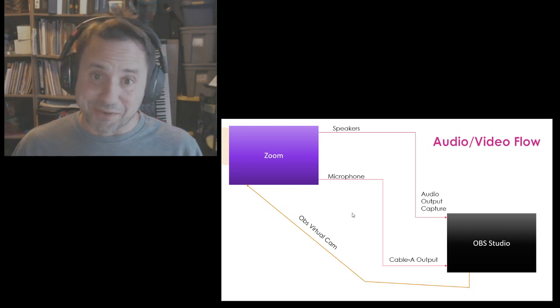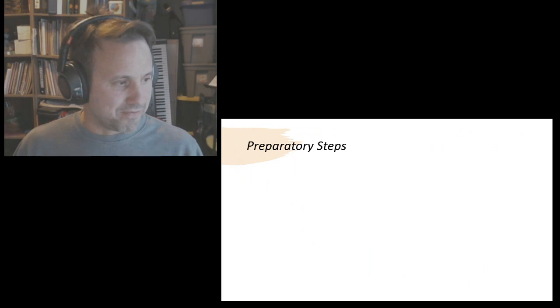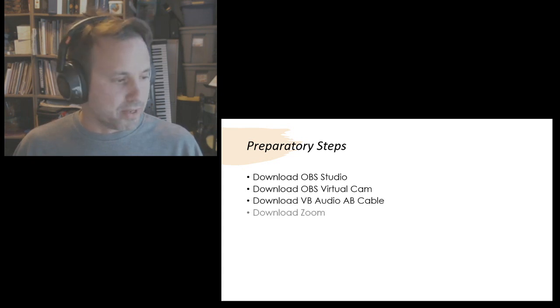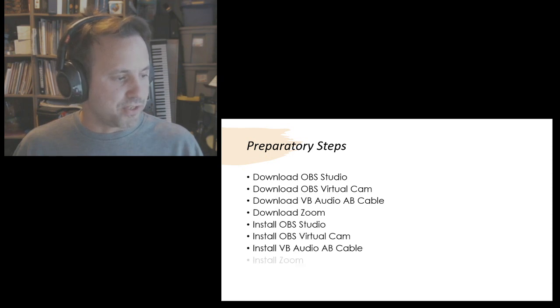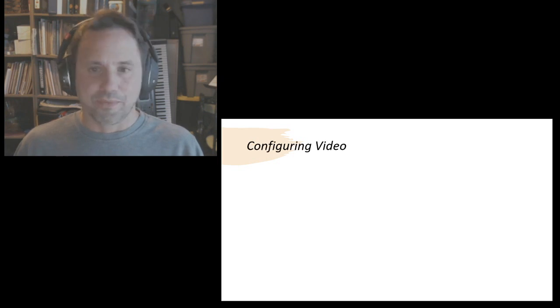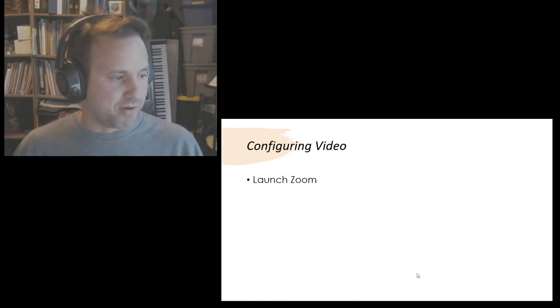So this is confusing. Let's just get away from the technical stuff and let's just do it. Let's set this up. So you've downloaded OBS Studio, you've downloaded OBS Virtual Cam, you've downloaded the VB Audio cable, you've downloaded Zoom, you've installed all of those things, and you have rebooted your computer. So now what we're going to do is configure our video.